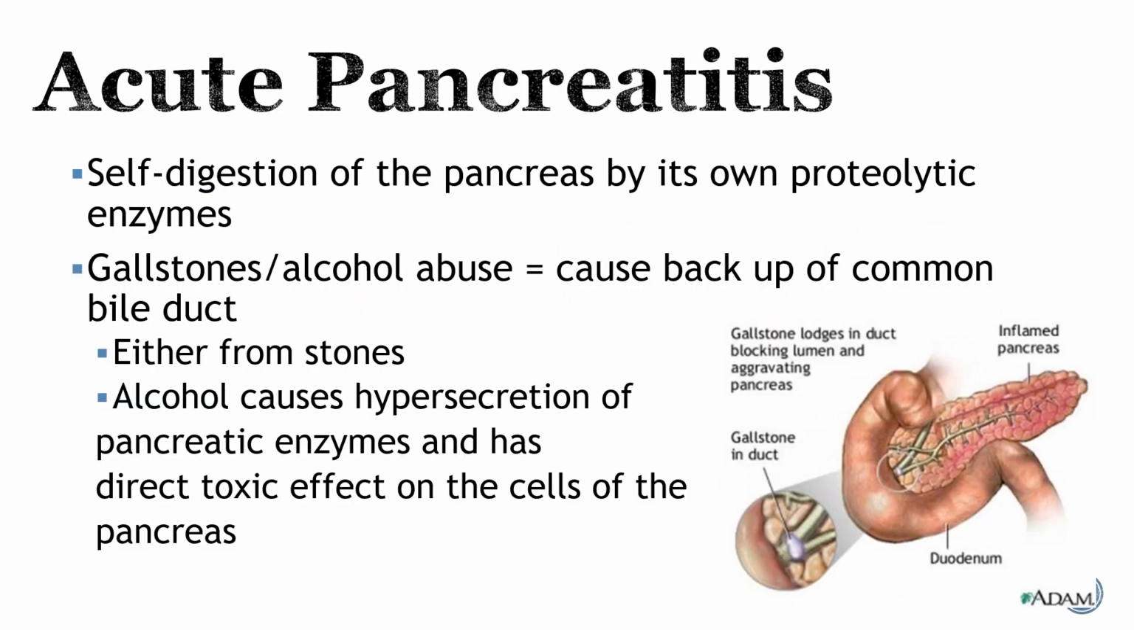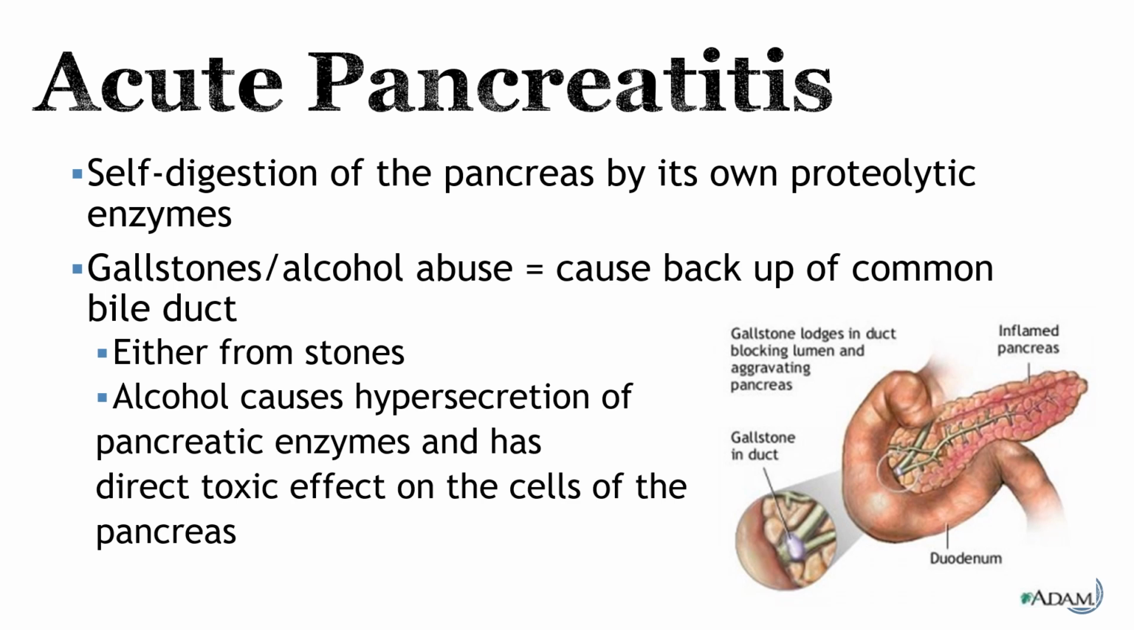So a little more detail about acute pancreatitis. We already mentioned this self-digestion of the pancreas by its own proteolytic enzymes. Of course, it's not going to like that. Why does this happen? Well, it can happen from gallstones like we see in this picture down here on the right, or it can happen related to alcohol abuse. And the rationale for that is right there at the bottom of the slide, that alcohol causes hypersecretion of these pancreatic enzymes and has a direct toxic effect on the cells of the pancreas.